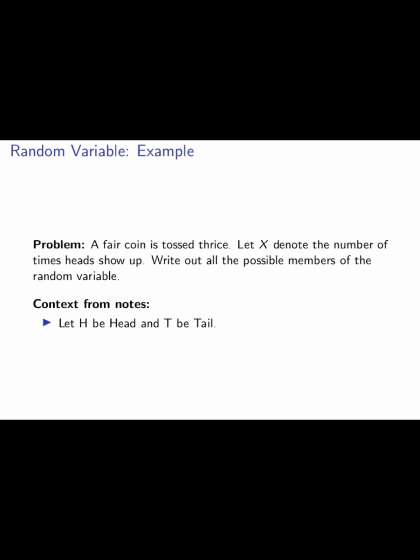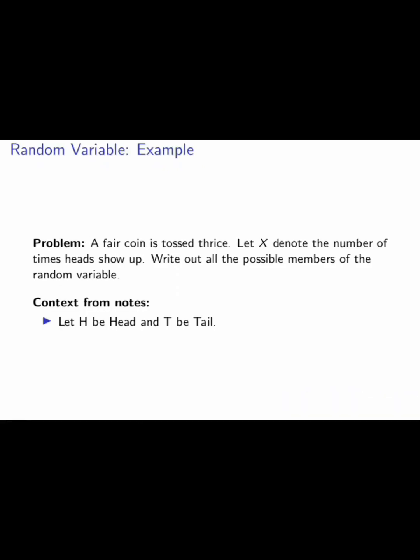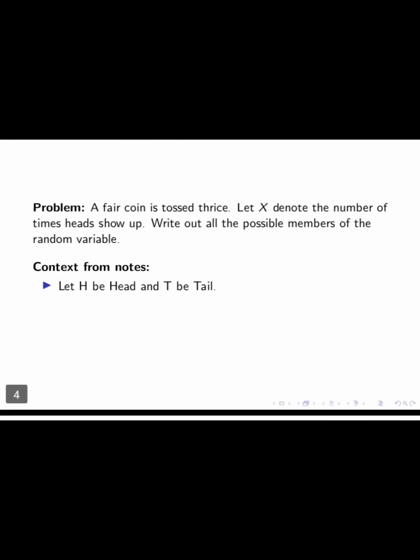Random variable example. A fair coin is tossed 3 times. Let S denote the number of times that head shows up. Write out all the possible members of the random variable. Now, if a coin is tossed 3 times, it simply means that the total number of outcomes is going to be 2 raised to power 3. 2 raised to power 3 is equal to what? 8. Are you getting me?